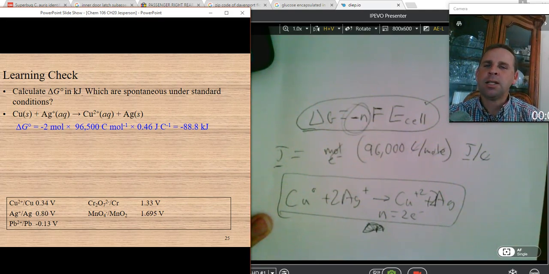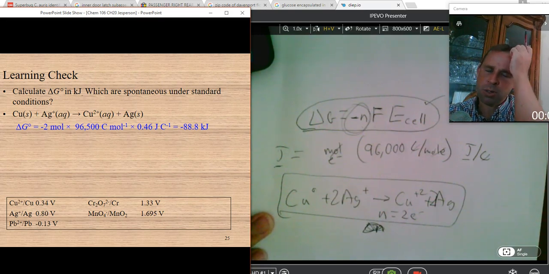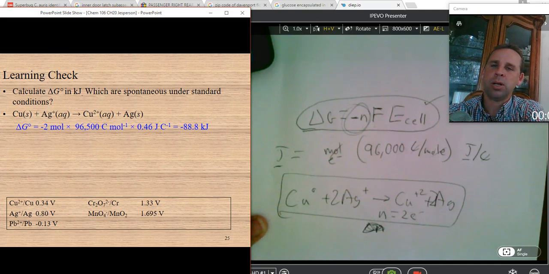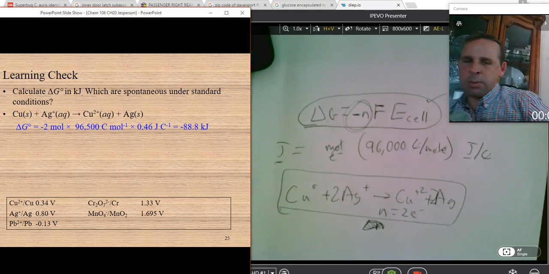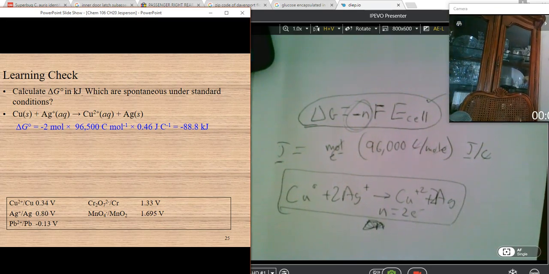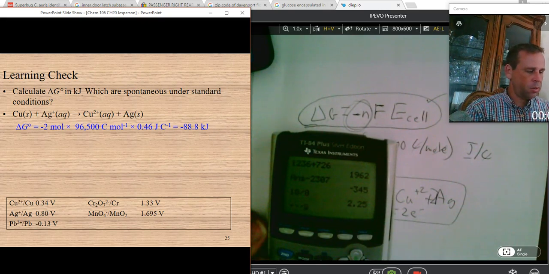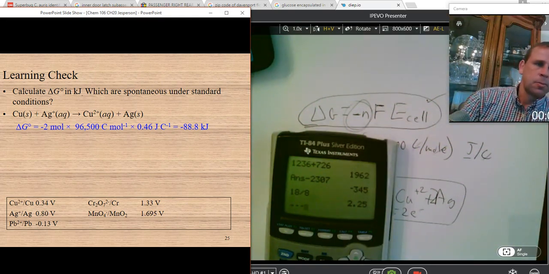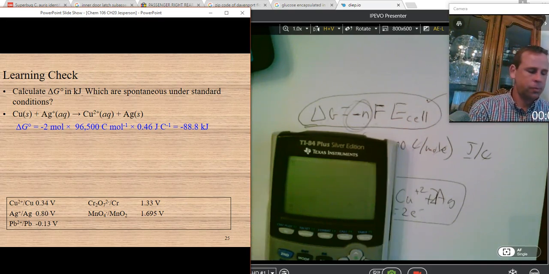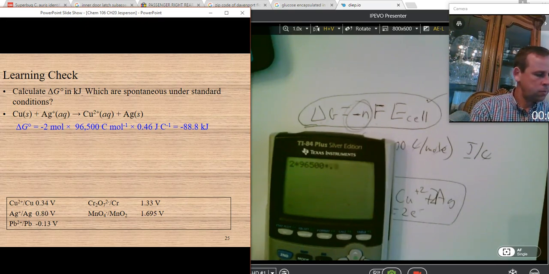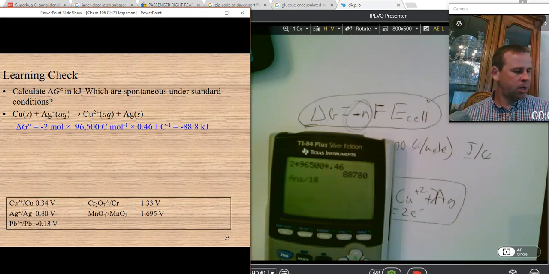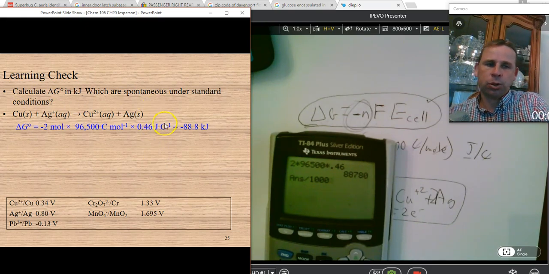All right, 96,500 times 2 times 0.46 should be a value of about 88,800. Is that right? And then we divide it by 1,000. Let me get my calculator. Double check, make sure we're doing things correctly. All right, there we go. And we divide it by 1,000 again, because this voltage is provided for us in units of joules per coulomb, which is the same as volts.